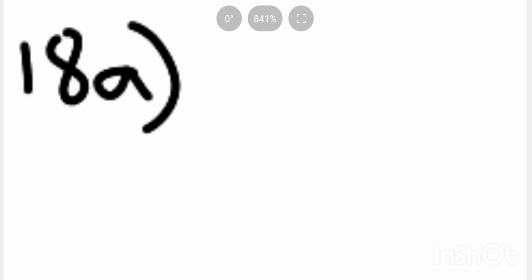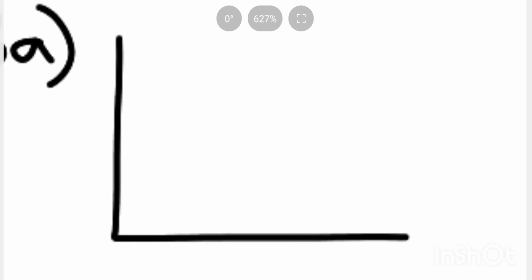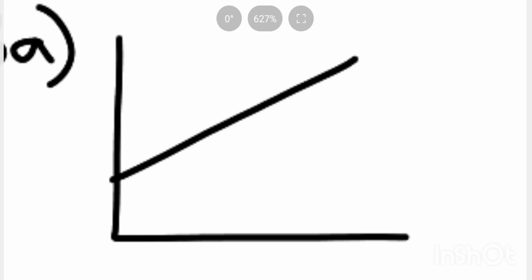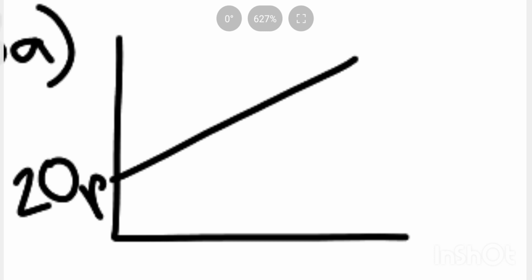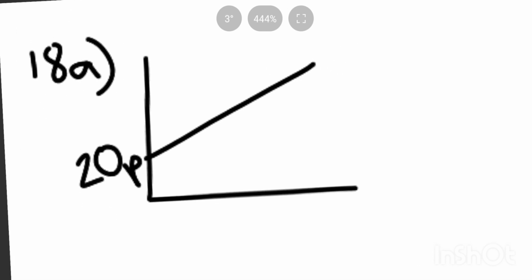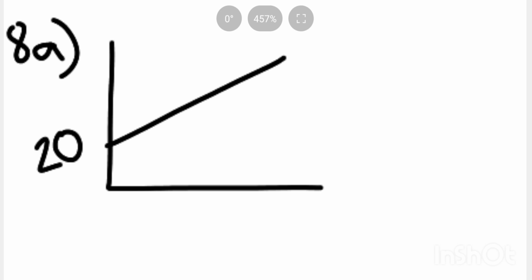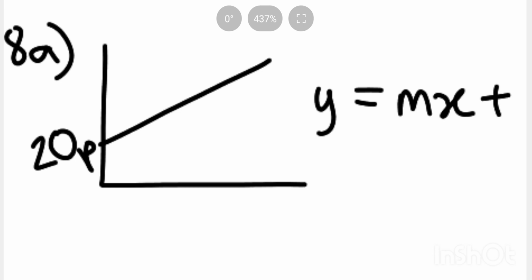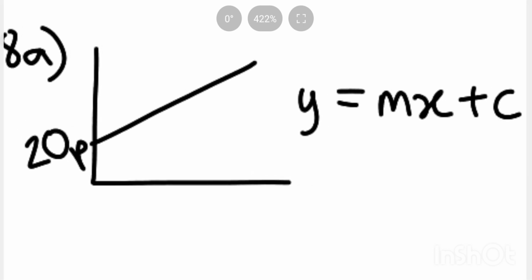Okay, so if we actually just draw out this graph or sketch it out, the y-intercept is 20 pence. And because this is a straight line, then it's gonna have the equation y equals mx plus c. So c is the y-intercept, which we already identified is 20. M is the gradient of this line.